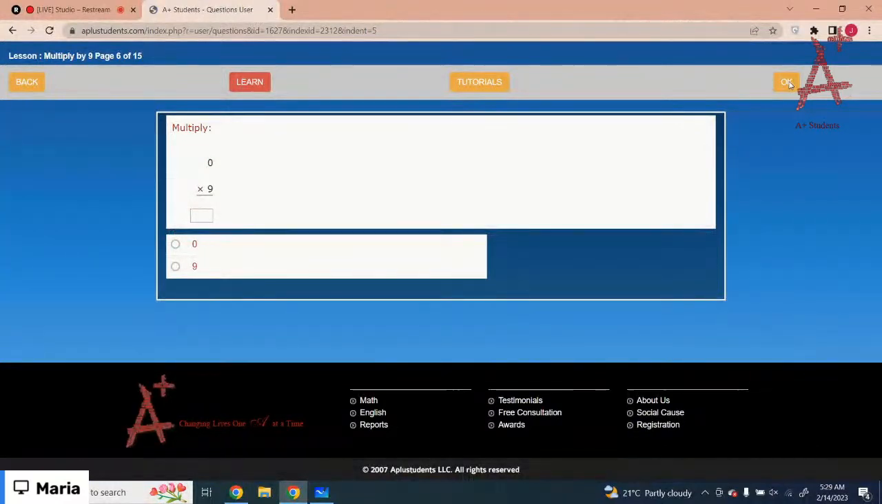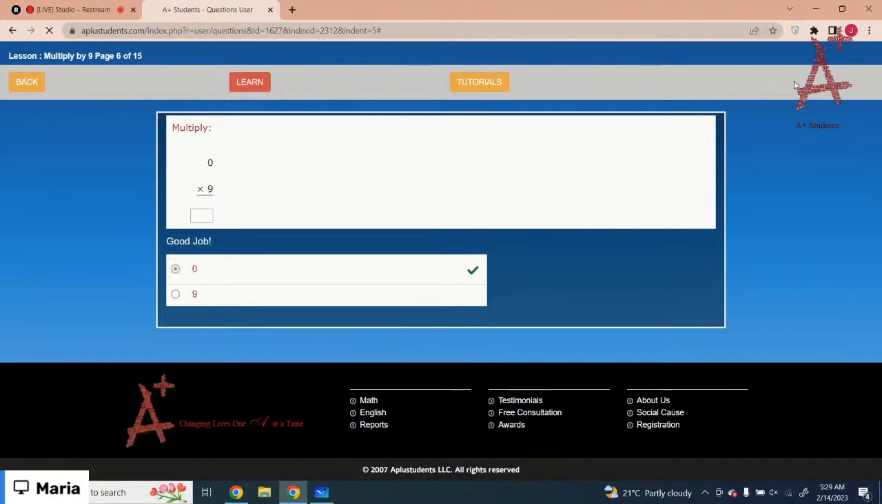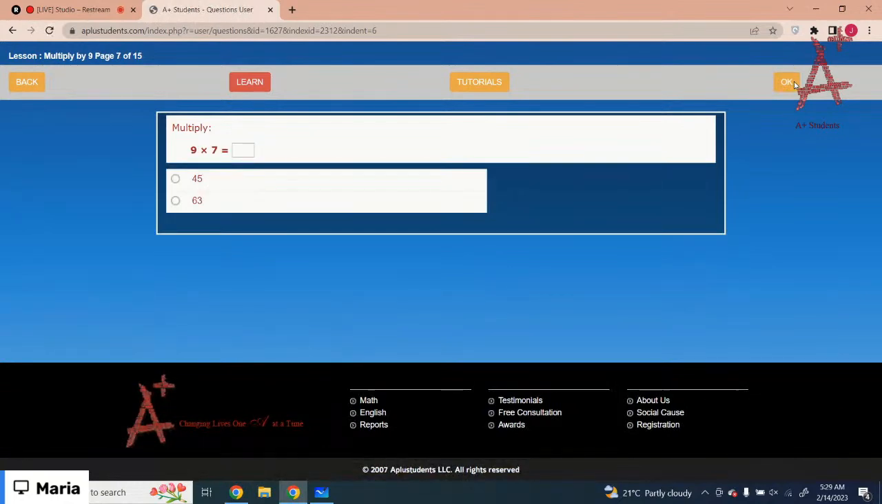So 0 times 9 makes, yes, it is 0. 0 multiplied by any number makes 0. Got it? Okay, the next one is 9 times 7. So 9 times 7 is, yes, it is 63.